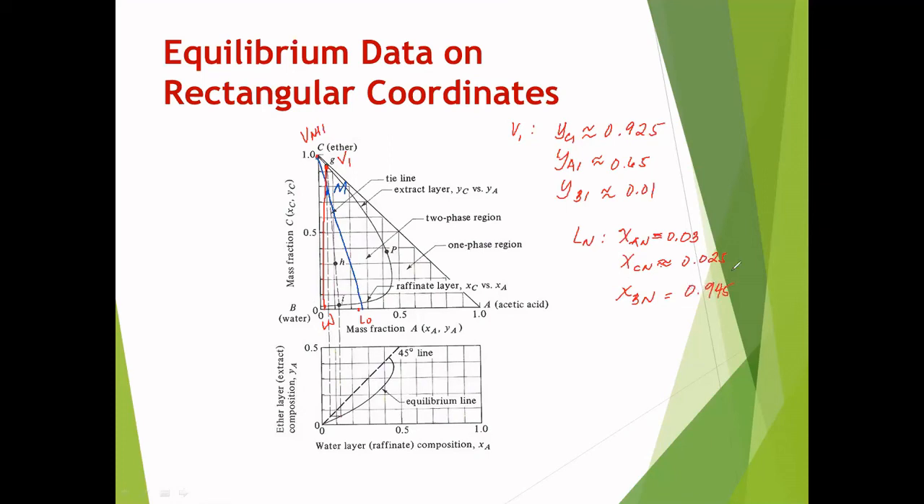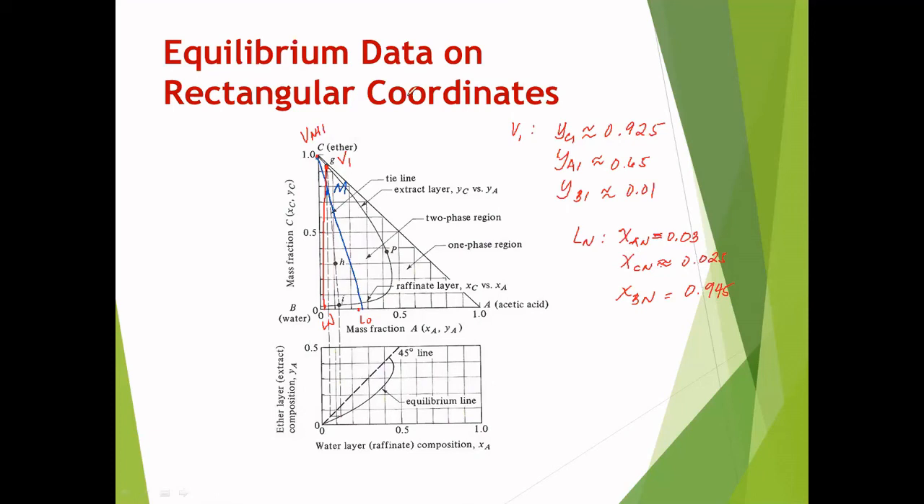0.945 for the B. So in terms of the requirement in the problem as to the compositions of the two layers, extract and raffinate layers, this will be your answer. So we need to take note of this. That way we can substitute it when we do material balance.